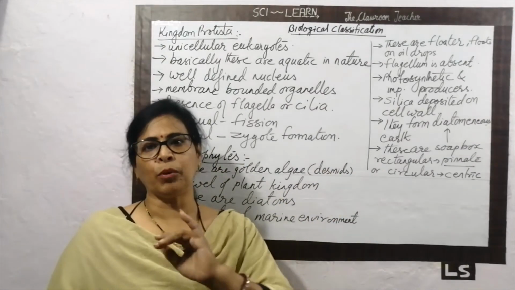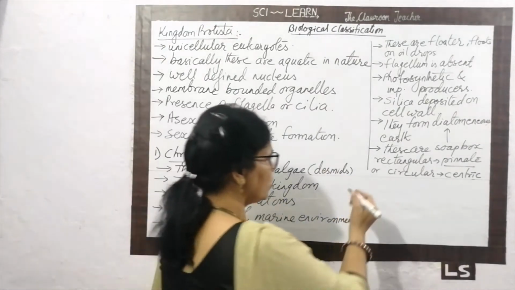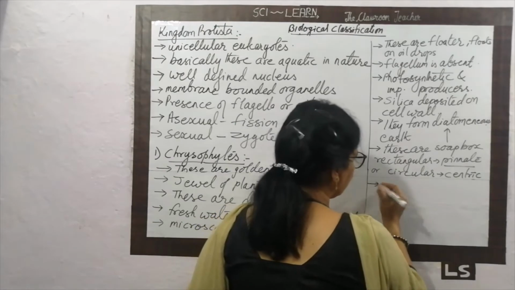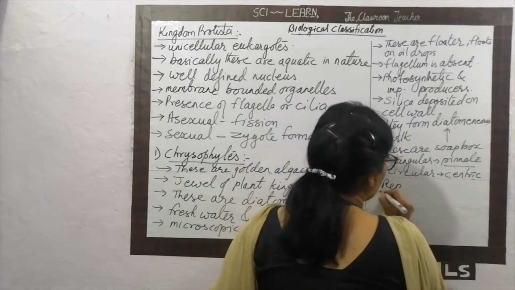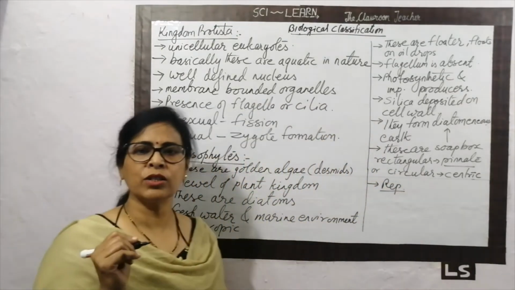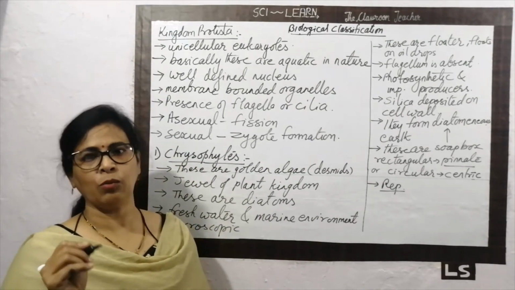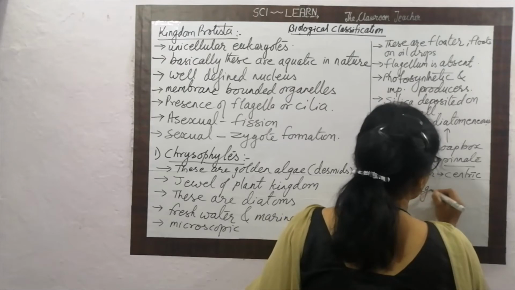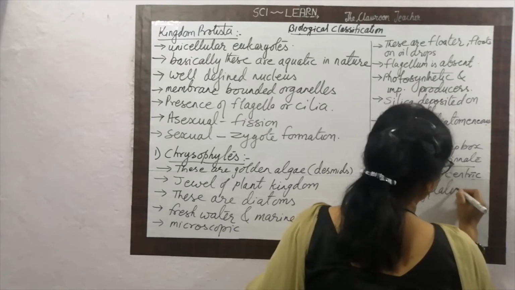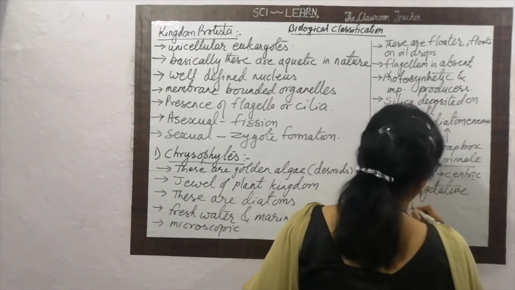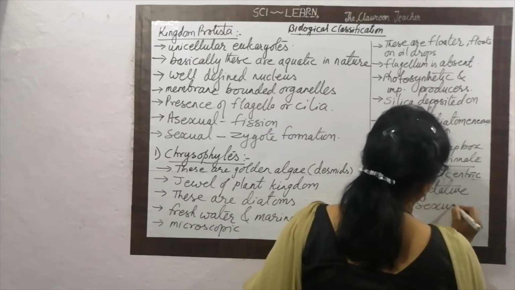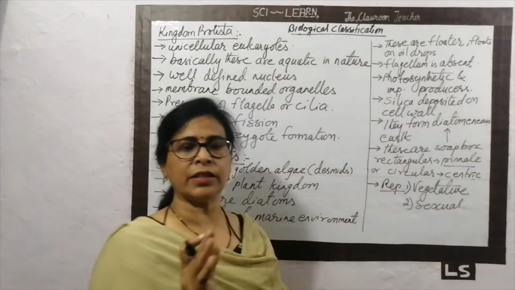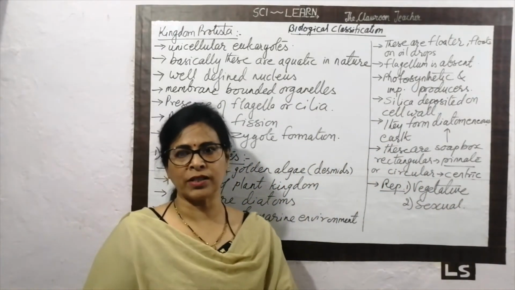The reproduction. What is the mode of reproduction here? There are two modes of reproduction. One is called vegetative reproduction and one is called sexual reproduction. Vegetative and sexual, two modes of reproduction are there.